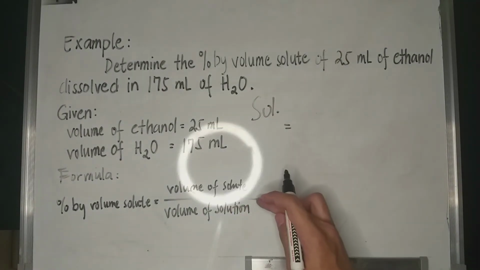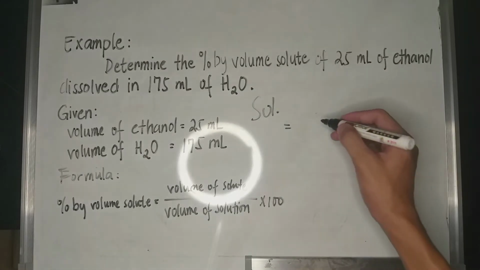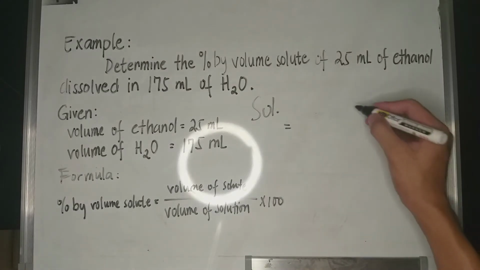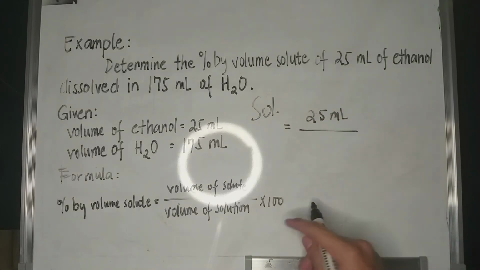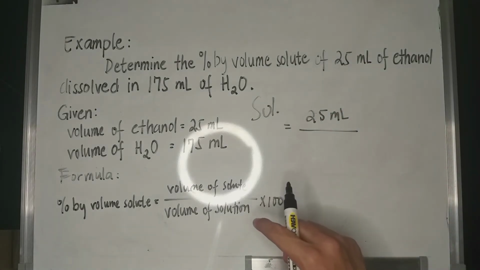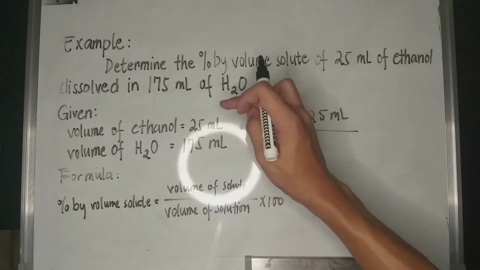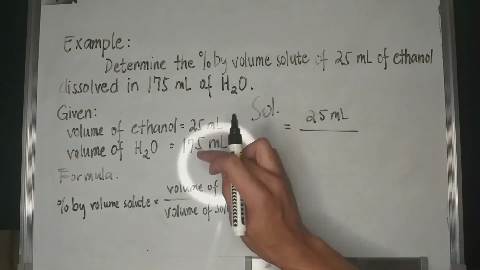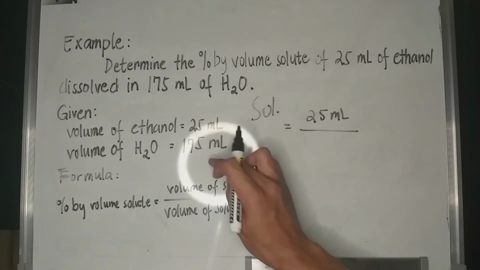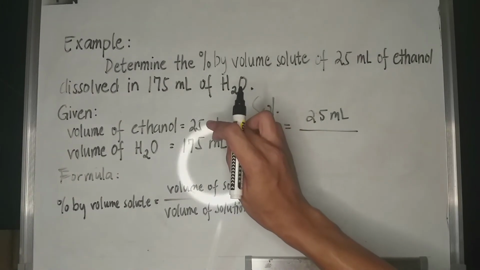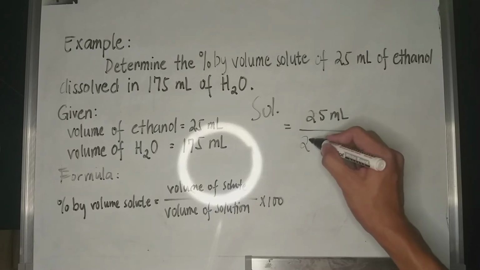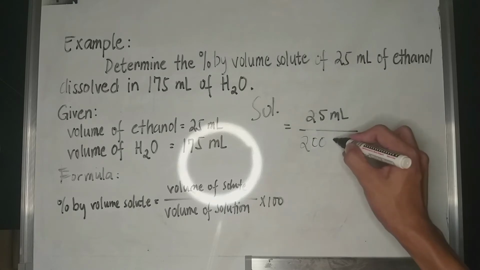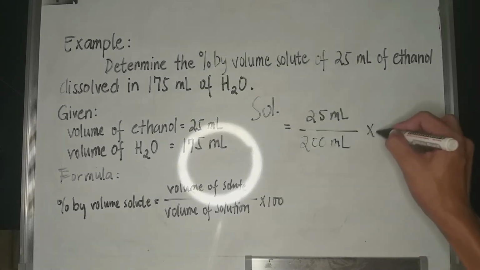So what is the volume of solute or the volume of ethanol? So the volume of ethanol is 25 ml. Then the volume of solution is the sum of the volume of solute and the volume of solvent, which is the ethanol and H2O respectively. So 25 plus 175 equals 200 ml times 100.